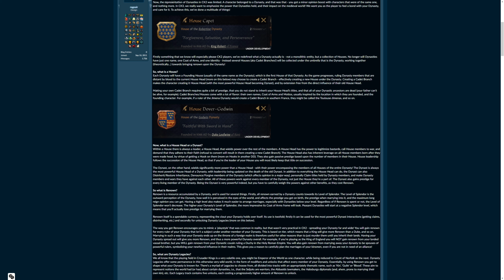So the next ruler of that special dynasty, and by extension, free from the direct influence of their old house head. So it's an independence movement. There's still a connection of the bloodline, but they are independent in a way, but they are still connected. And how does that influence the game?